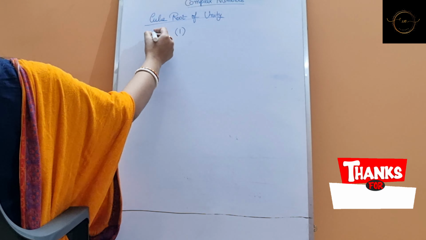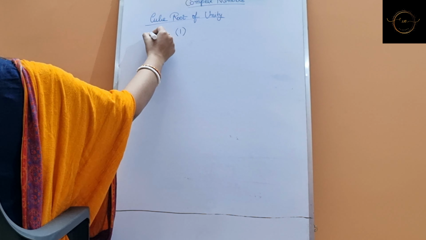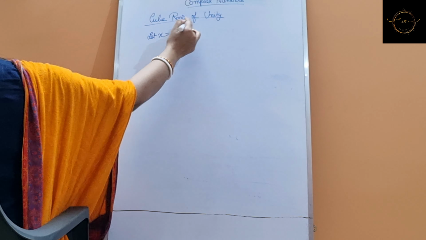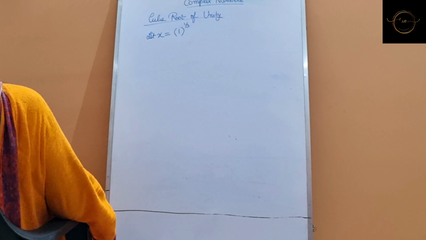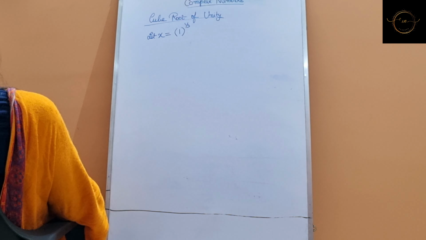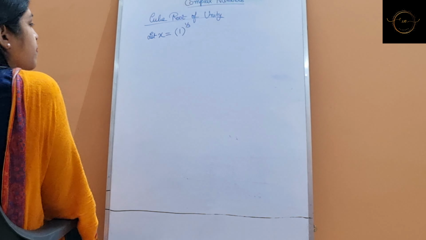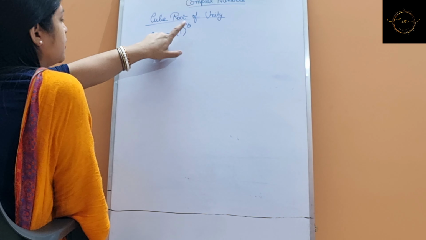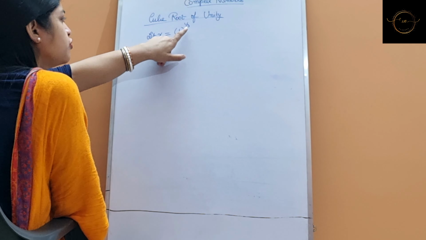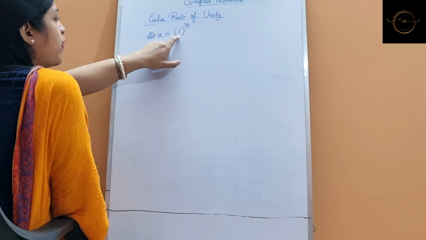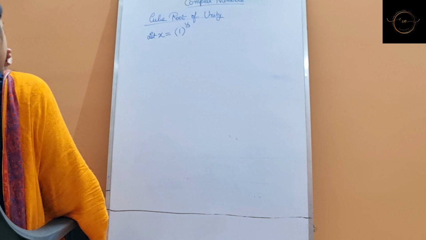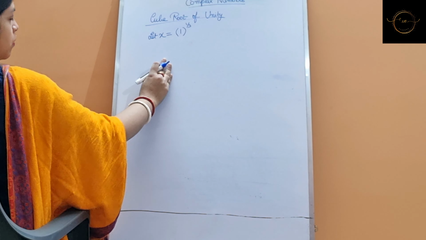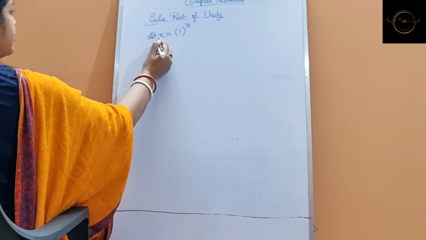So first we will start. Suppose we write let x is equal to 1 to the power of 1 by 3. We are finding the value of 1 to the power of 1 by 3. Now we know that 1 to the power of any number is equal to 1. But in the complex number case, the value will not be equal to 1. Why? That we will understand now.